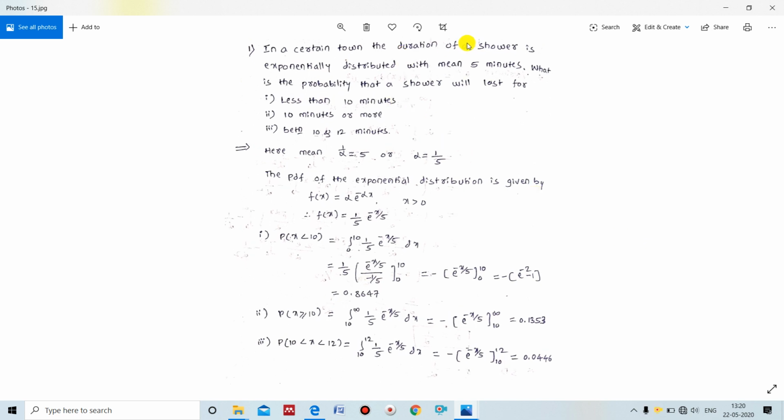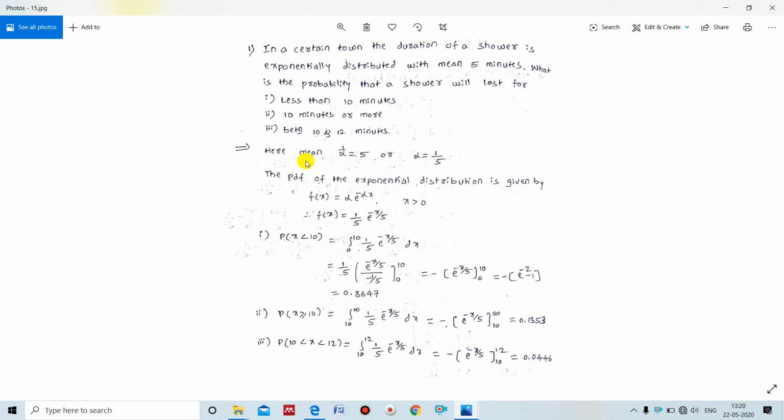In a certain town, the duration of a shower is exponentially distributed with mean 5 minutes. What is the probability that a shower will last for less than 10 minutes, 10 minutes or more, between 10 and 12 minutes? Here in the question we have to identify that it is an exponential distribution, because they have mentioned exponential distribution. Only in Poisson and binomial they do not mention it.